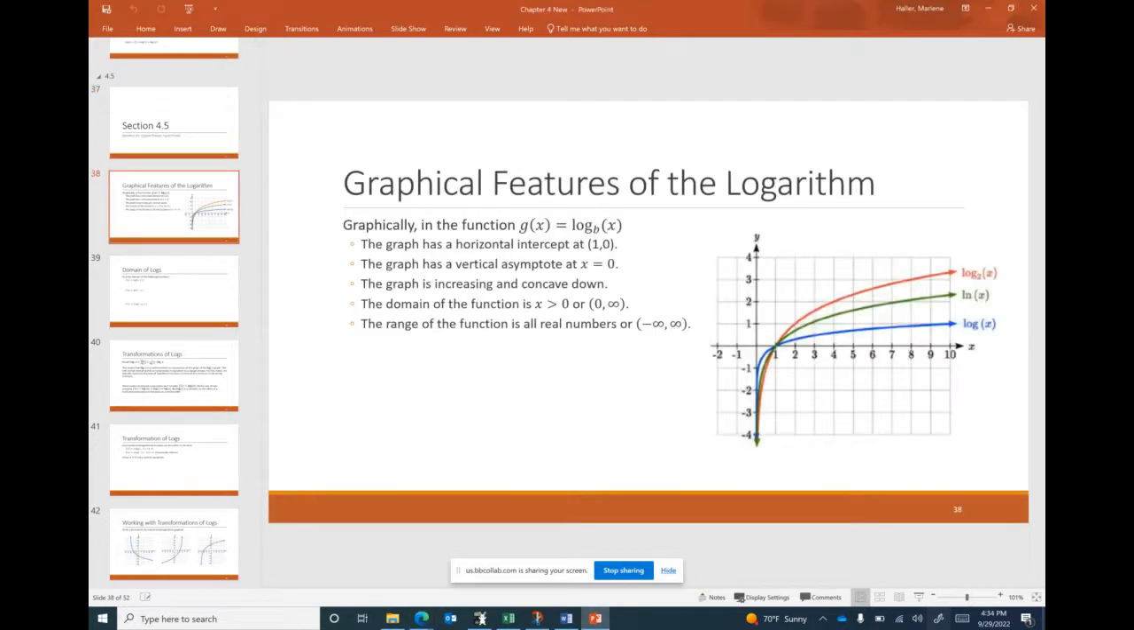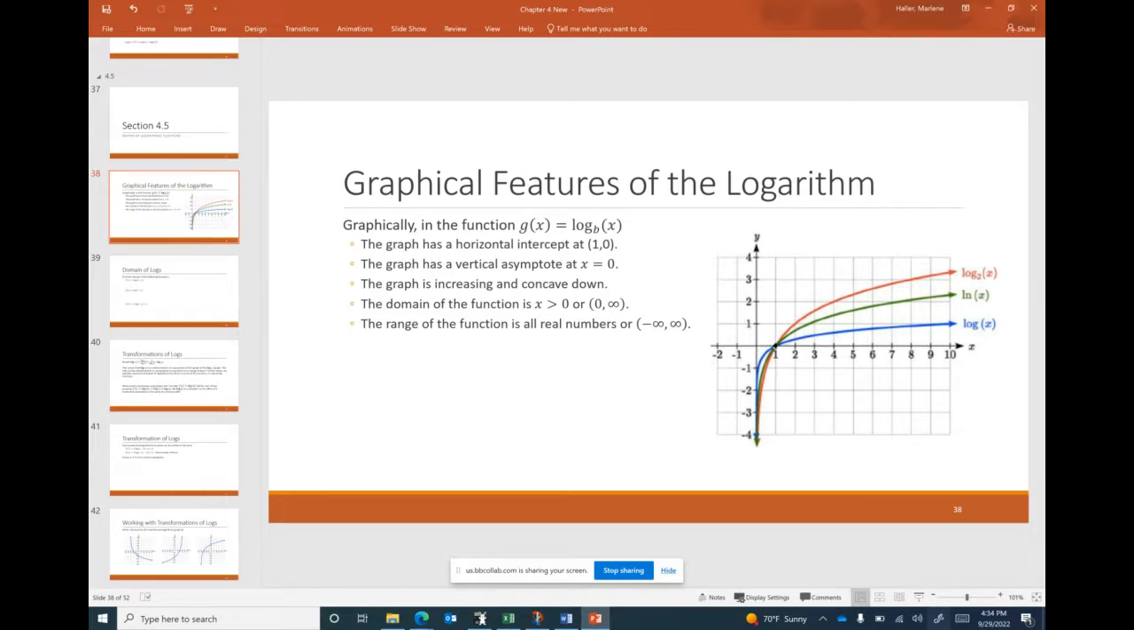All right, the graph of the logarithmic function is always going to take the same basic shape that we have shown here, right? We see the red graph is log base 2 of x, the green one is the natural log of x, and the blue one is the common log of x, or log base 10 of x. So interesting things to note: as the base increases, the graph becomes just a little bit flatter, right? We always will have a horizontal intercept right here at the point (1, 0).